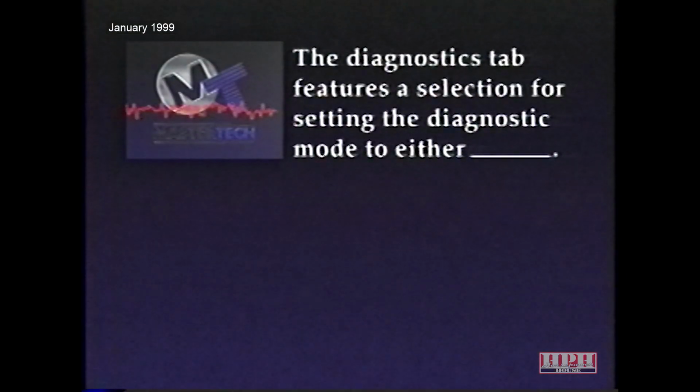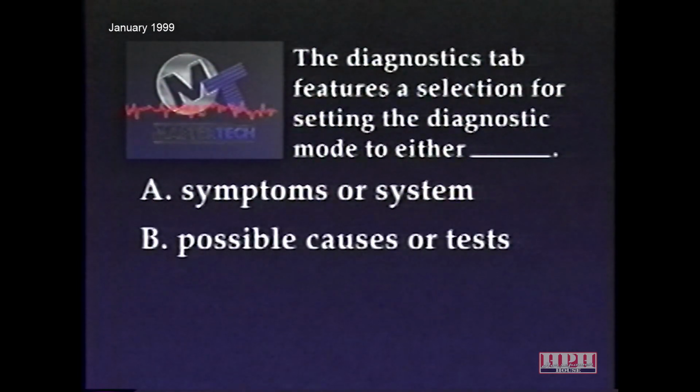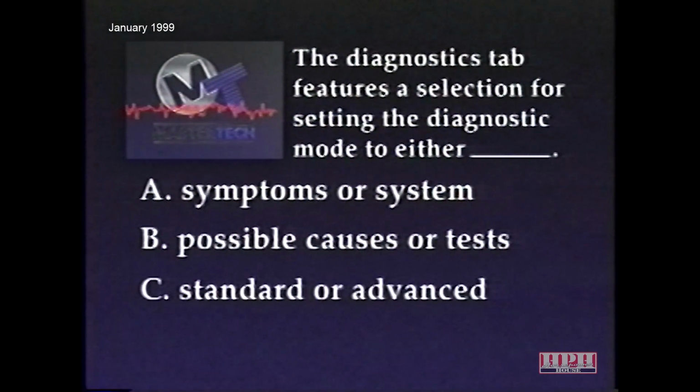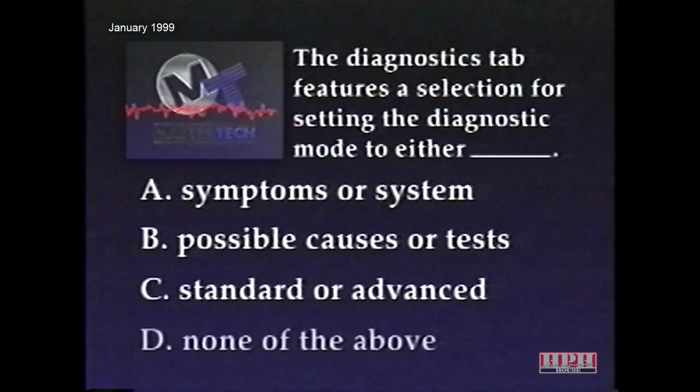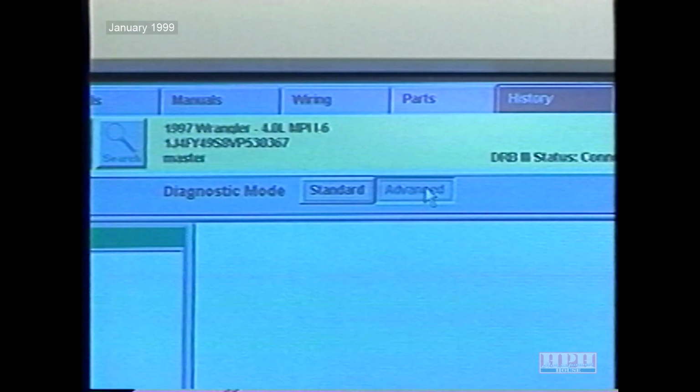Try answering another review question before we cover the common controls for the MDS2. The Diagnostics tab features a selection for setting the diagnostic mode to either A. Symptoms or system, B. Possible causes or tests, C. Standard or advanced, or D. None of the above. C is the correct answer. You can set the diagnostic mode to either standard or advanced depending on the level of diagnostic assistance you require.